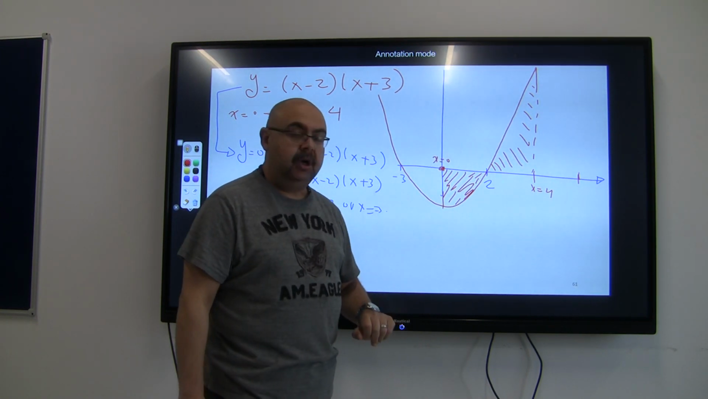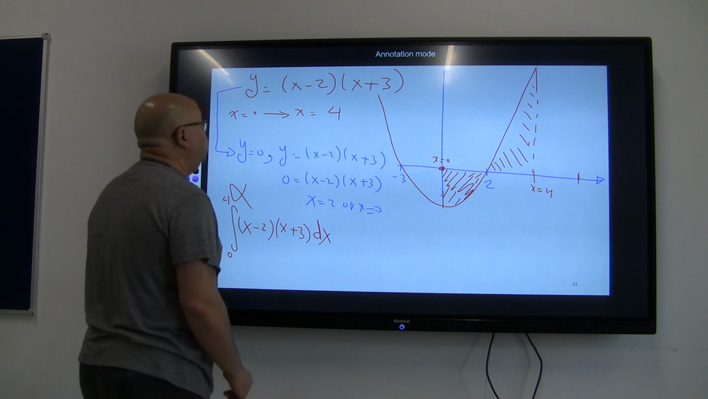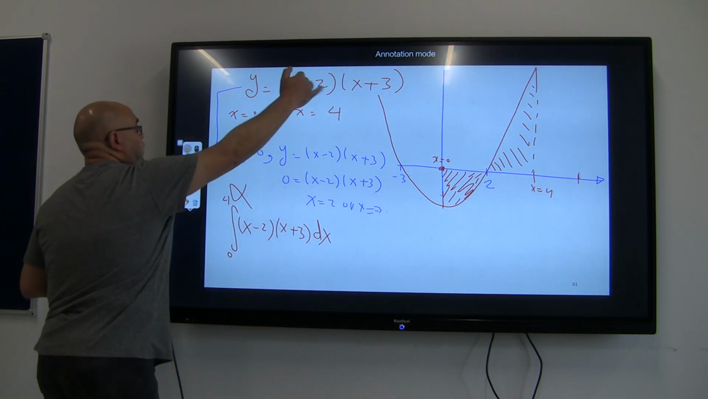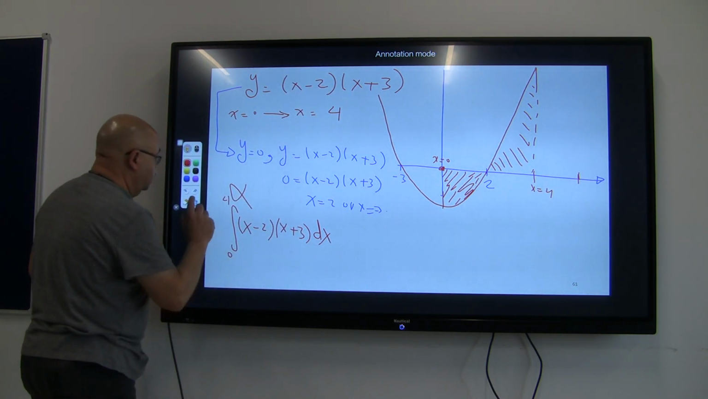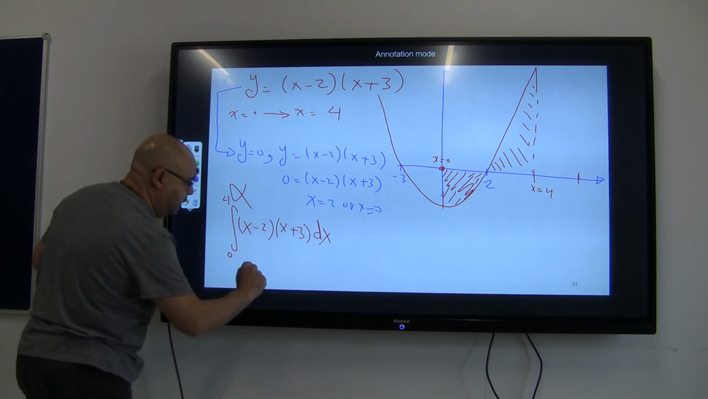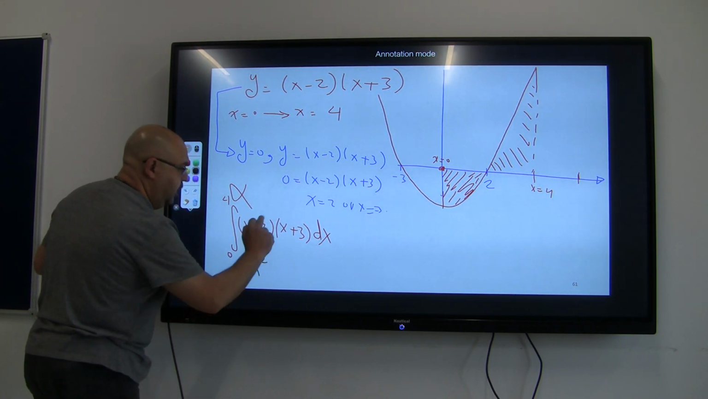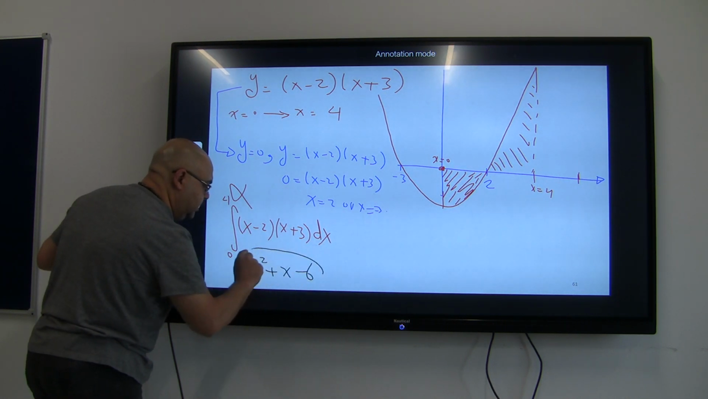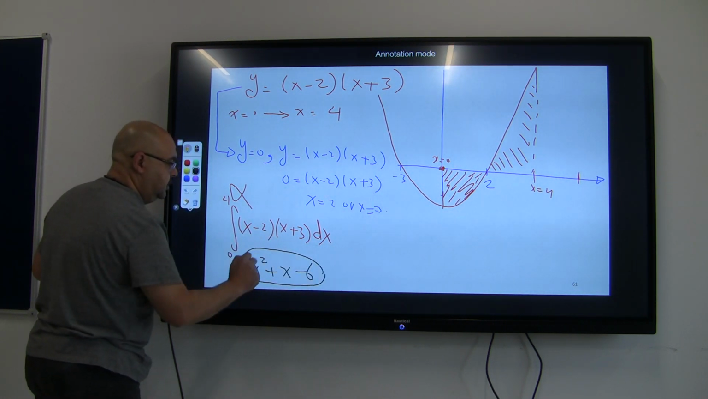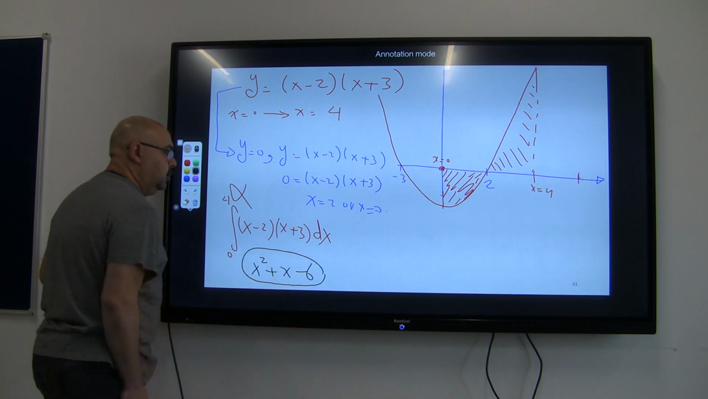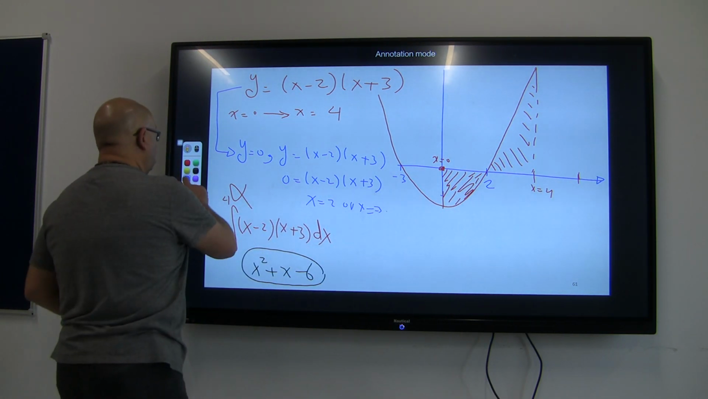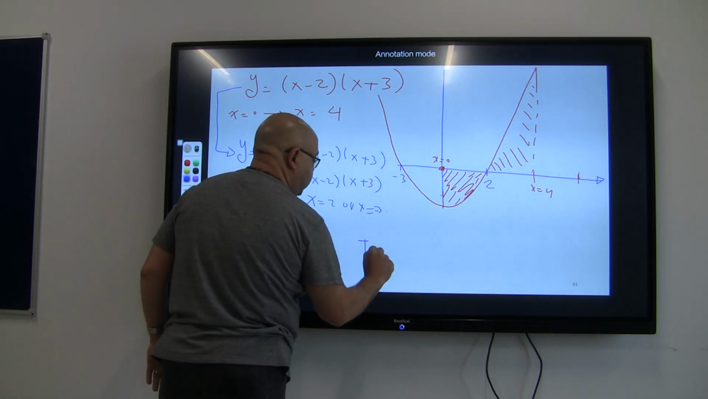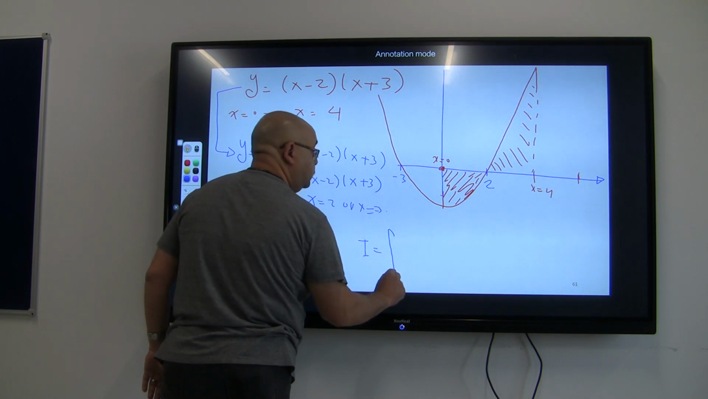So simply, if I want to integrate, first of all, get this function as simple as possible. So I'm going to multiply x times x, which is x squared, negative 2x plus 3x is plus x, and minus 6. This is the function that we are going to integrate: x squared plus x minus 6. Looks fine to me. I will start to get the integration. I is going to equal the integral.